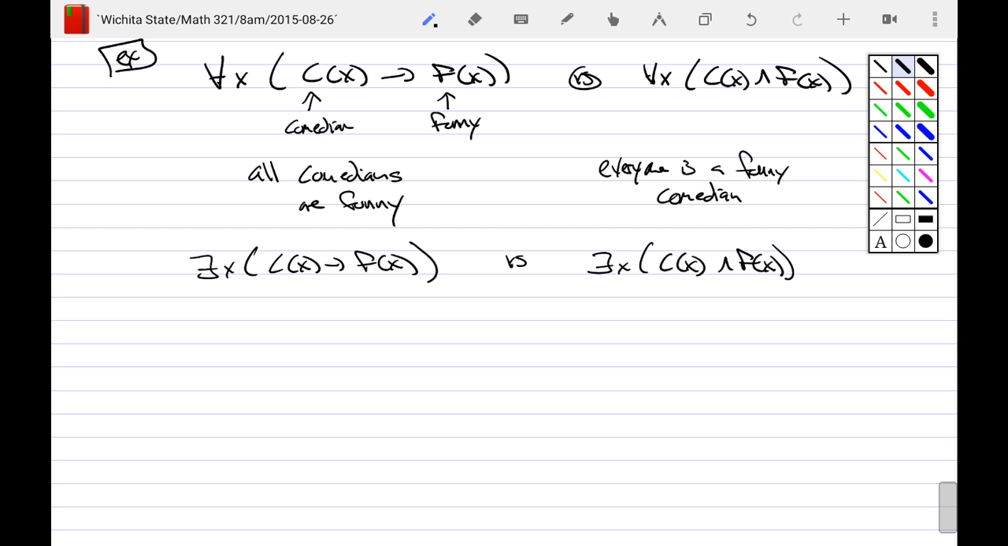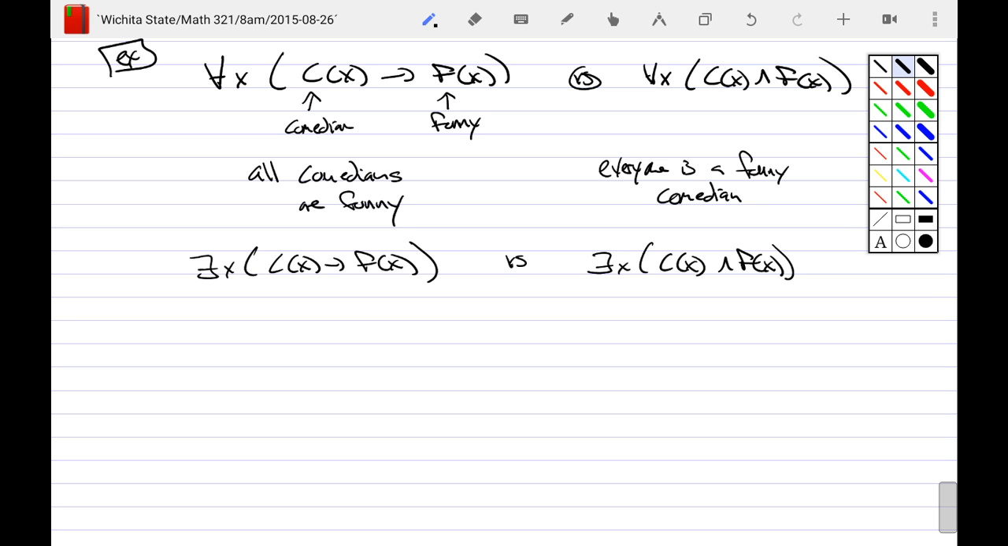Now here's a harder thing. You would say, there is a funny comedian. That seems to be what you would say. But this is not quite right. Would this be true if you found no comedians? If there are no comedians at all, what is the implication going to be? False implies, I don't care. False implies anything is true. So if you found no comedians, that would be true. If there is someone such that if they are a comedian, then they're funny, it would be true even if I didn't find any comedians.